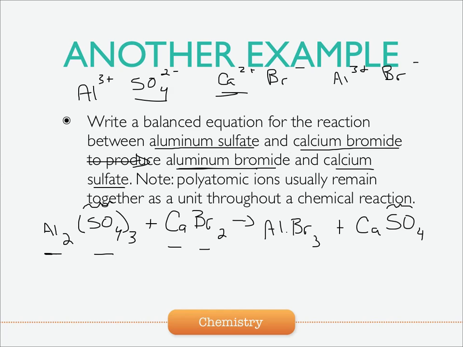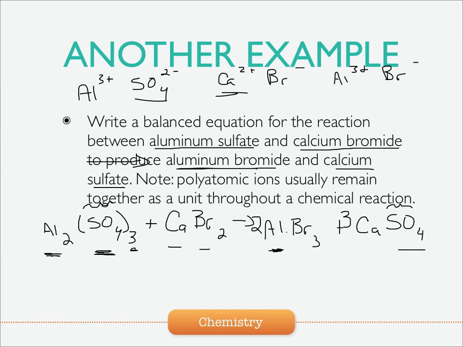So let's start with aluminum. We've got 2 over here, we've got 1 over here. I need to put a number in front over here to give me 2. So I'm going to put a 2 there. Now aluminums are good, 2 on both sides. Let's take a look at sulfates. Here I've got 3 SO4s, and over here I have 1. So I've got to put a coefficient out front that's going to give me 3. So I put the 3 there.